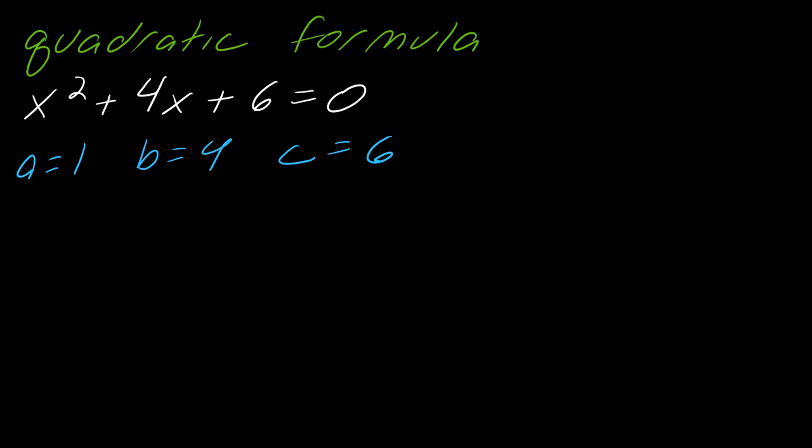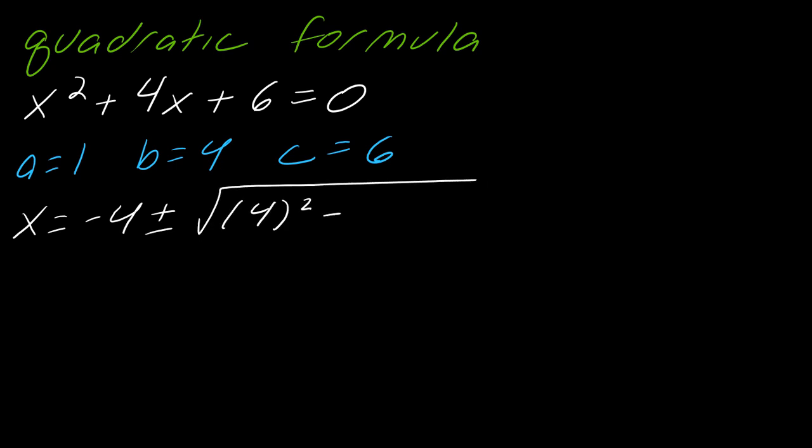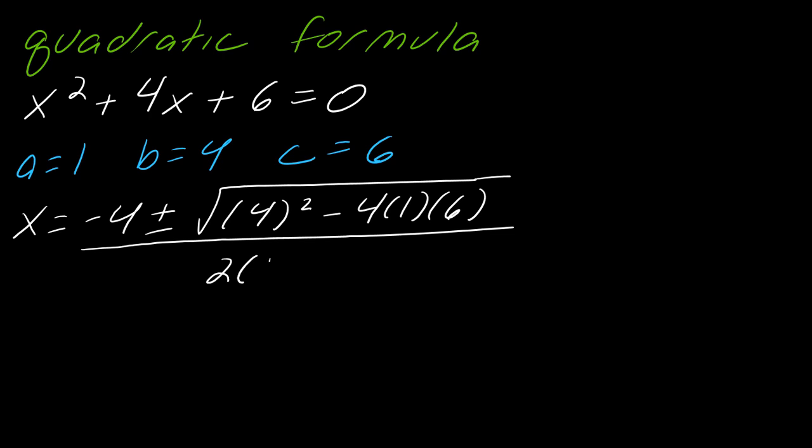So this is going to become x equals negative 4 plus or minus the square root of 4 squared minus 4ac, so that's 4 times 1 times 6, all of this over 2a, so 2 times 1. So there's me plugging everything in.